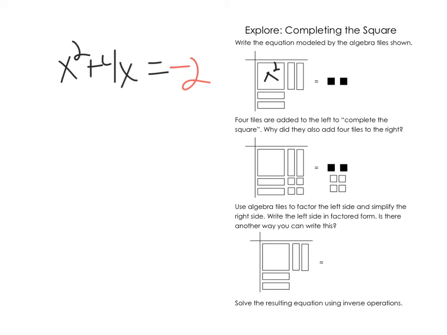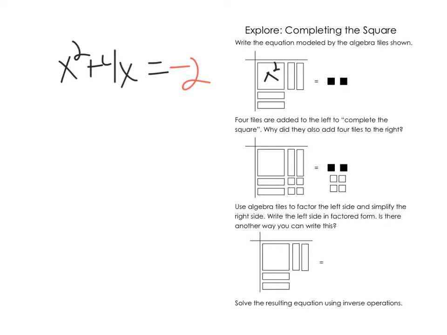So then what they say in this exploration is we want to complete this square. We want to fill in this square. So what they did is they added 4 in here, and then on this side they also added in 4. So why do they have to add in the 4 tiles over here and not just leave it over here? Well, I'm hoping you're thinking what you do to one side of the equation, you've got to do to the other side of the equation to keep it balanced.